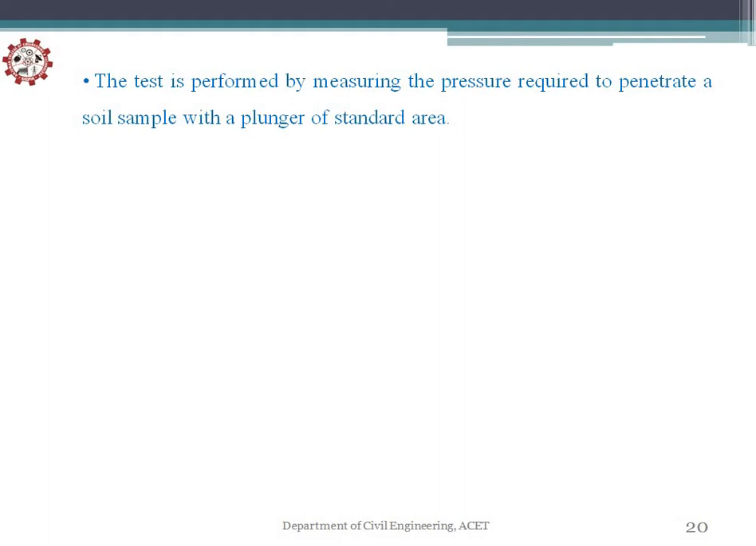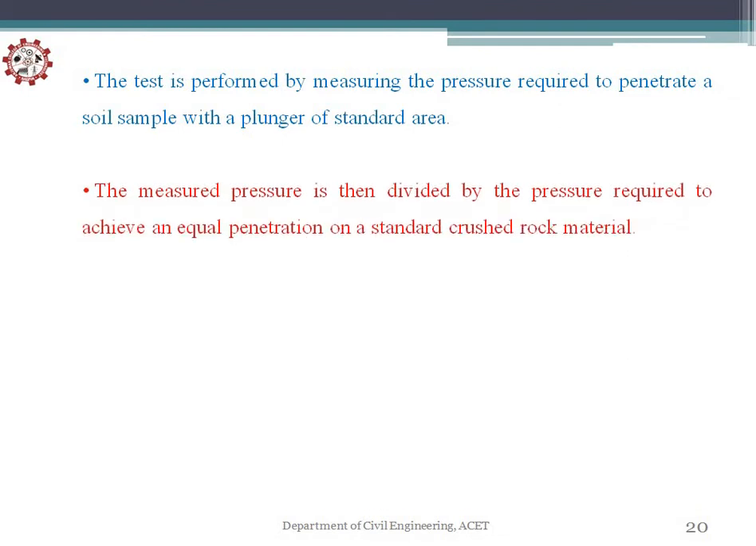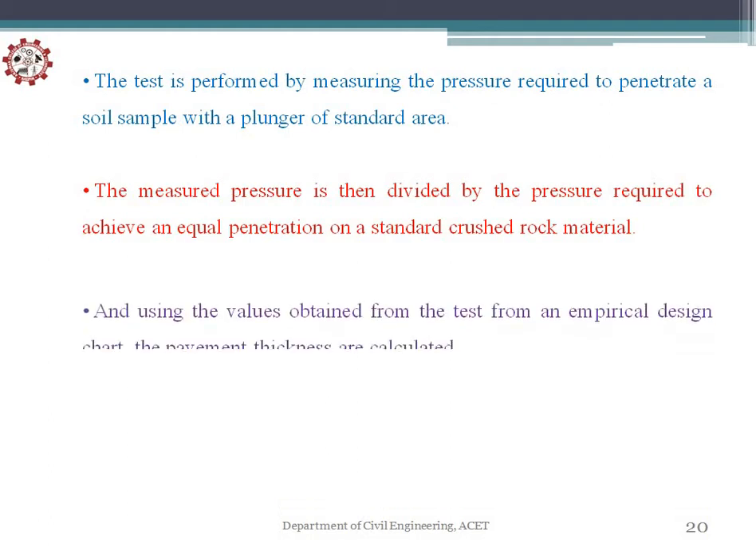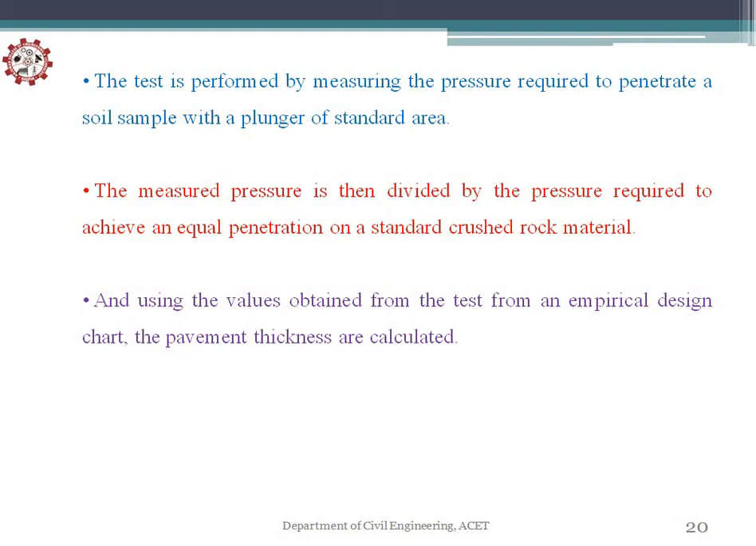The test is performed by measuring the pressure required to penetrate a soil sample with a plunger of a standard area. When you perform the test on a soil sample and on a crushed rock sample, you will get two values of penetration, and the test load should be divided by the standard load, which gives you the value of CBR. The measured pressure is divided by the pressure required to achieve an equal penetration on standard crushed rock material, and using the values obtained from the test with an empirical design chart, the pavement thickness is calculated.